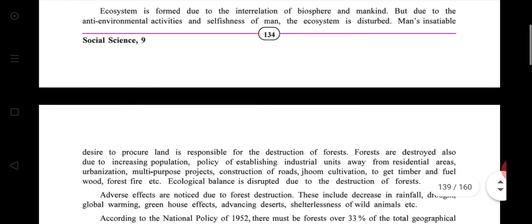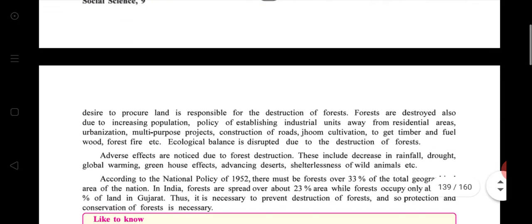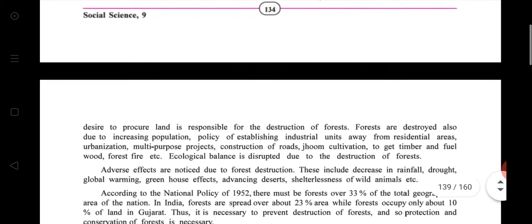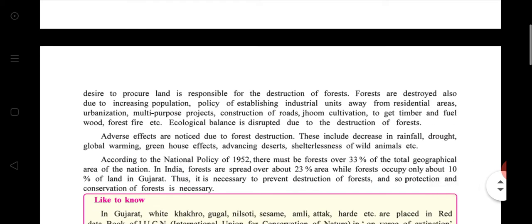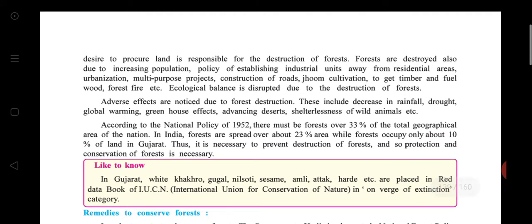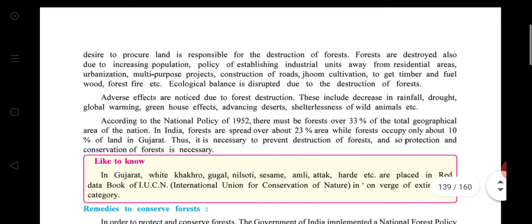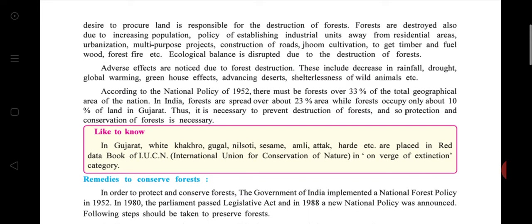So man's insatiable desire to procure land is responsible for the destruction of forest. And the forests are destroyed also due to increasing population, policy of establishment of industrial units away from residential areas, urbanization, multi-purpose projects, construction of roads, zoom cultivation, getting timber and fuel wood, forest fire, etc.